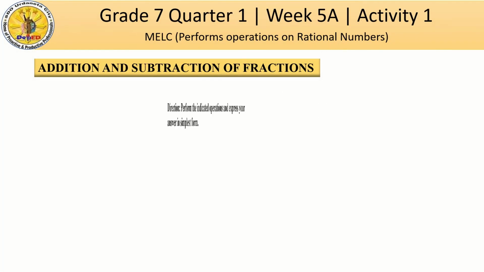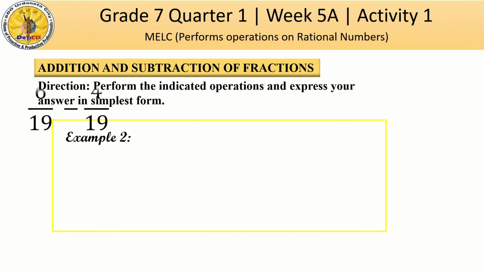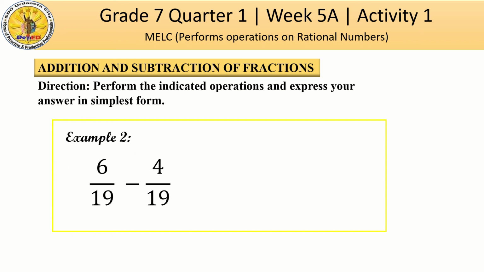Another example, 6/19 minus 4/19 is equal to, again, they have the same denominator, that's why we remain 19 there. And then, just subtract 6 minus 4. It is equal to 2 over 19, or 2/19. Very easy, right?